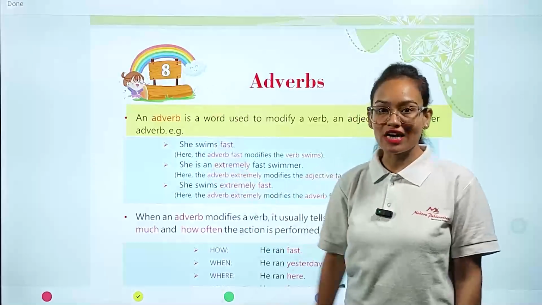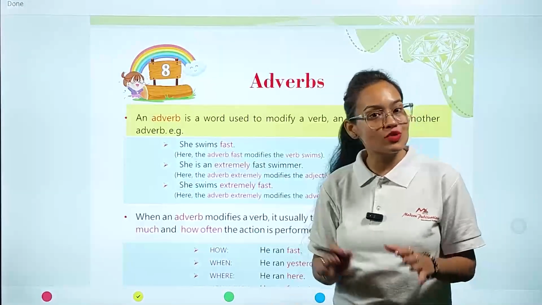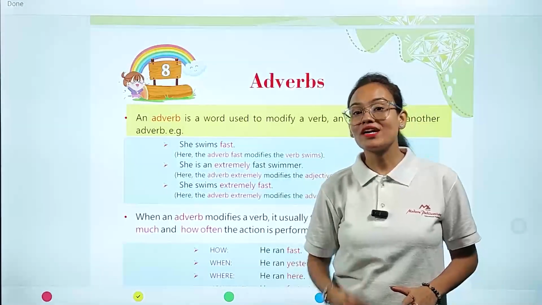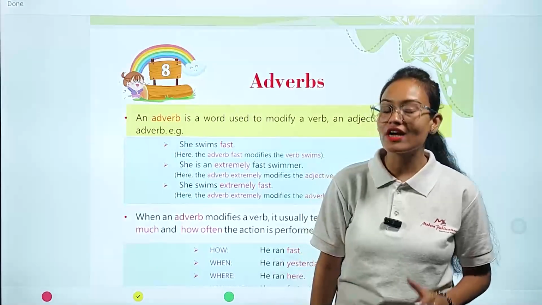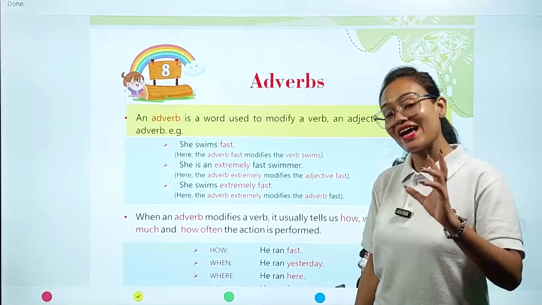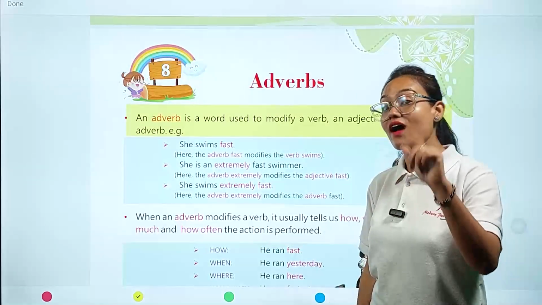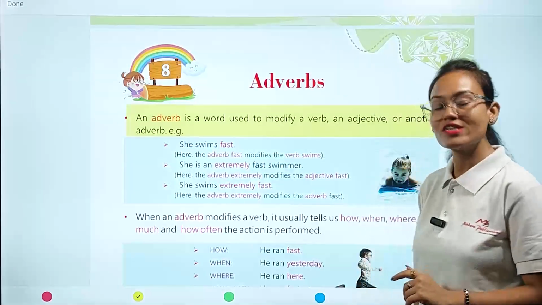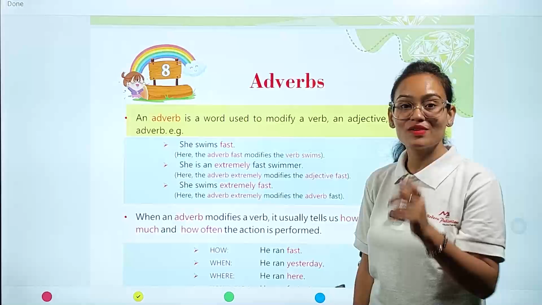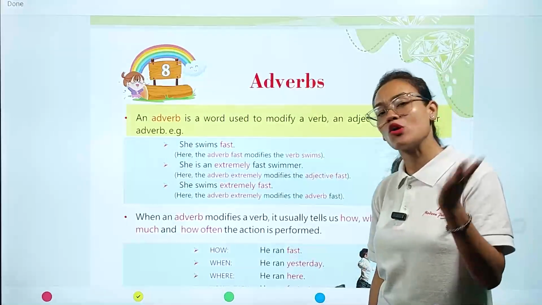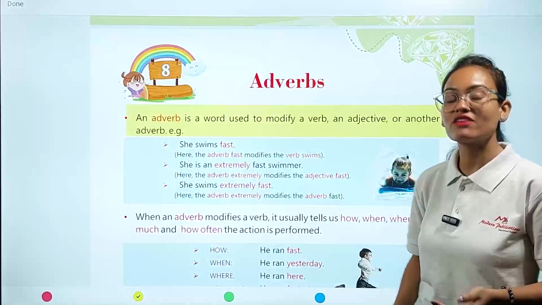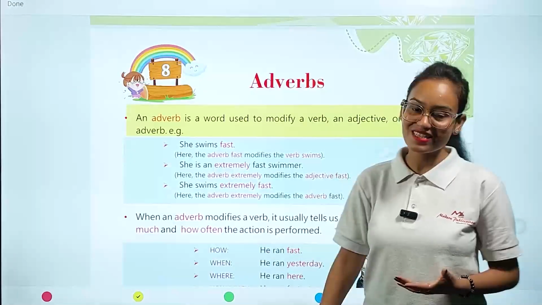So what is the meaning of adverb? An adverb is a word which is present in our grammar. It acts as a modifier for any verb word, or for any adjective word, or for another adverb word which is present in our sentence. What is the meaning of adverb? Adverb means modifier word, simply modifier word, which modifies the meaning of a verb, an adjective, or another adverb in our sentence.